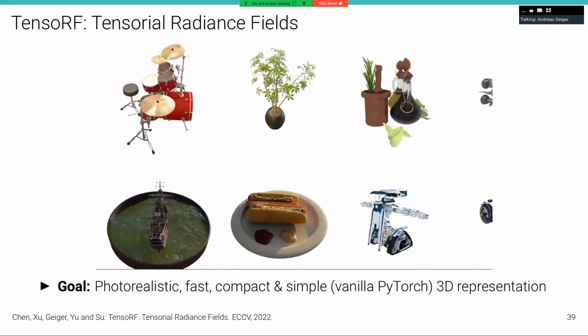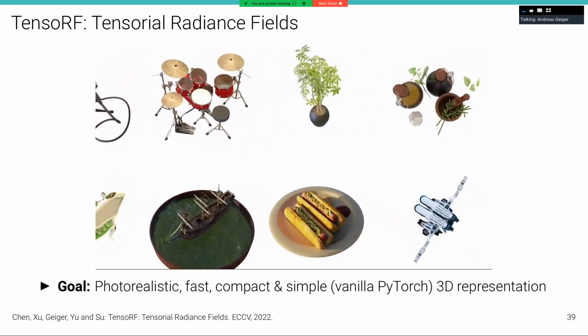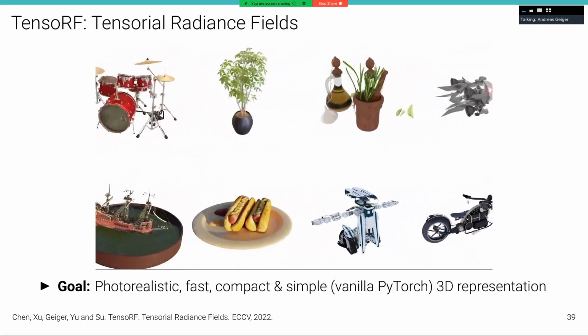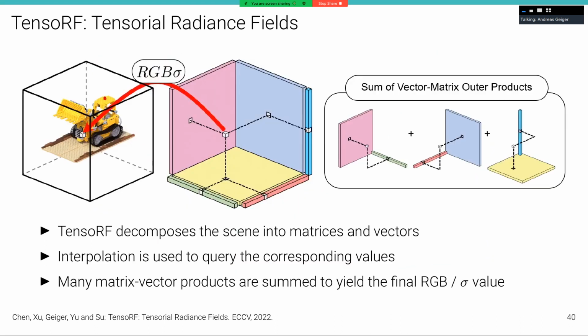Simple means we can implement them using vanilla PyTorch without any specialized or customized kernels, like in Plenoxels or Instant NGP. The idea of TensoRF is to decompose the scene not into just voxels or to represent it just with a multi-layer perceptron, but to decompose it into matrices and vector products.